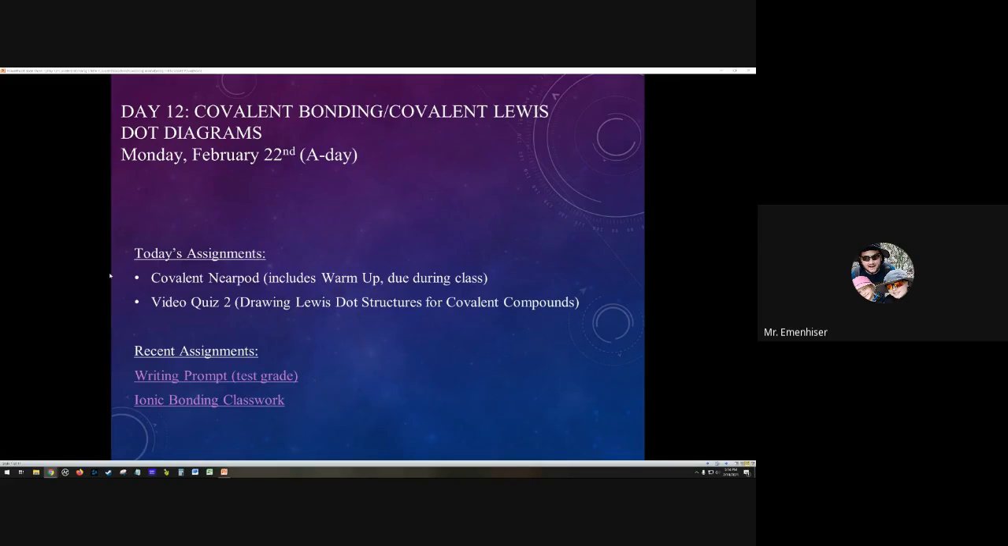So I'm going to jump right into it. This is day 12. We're going to be talking about covalent bonding and covalent Lewis dot diagrams. We've been talking a lot about bonding and electrons and Lewis dot diagrams. We've talked a lot about ionic compounds and how to draw their Lewis dot diagrams, and we're going to practice those in the warm-up. And then today we're going to focus on covalent Lewis dot diagrams, which have a different set of rules that we're going to talk about today.